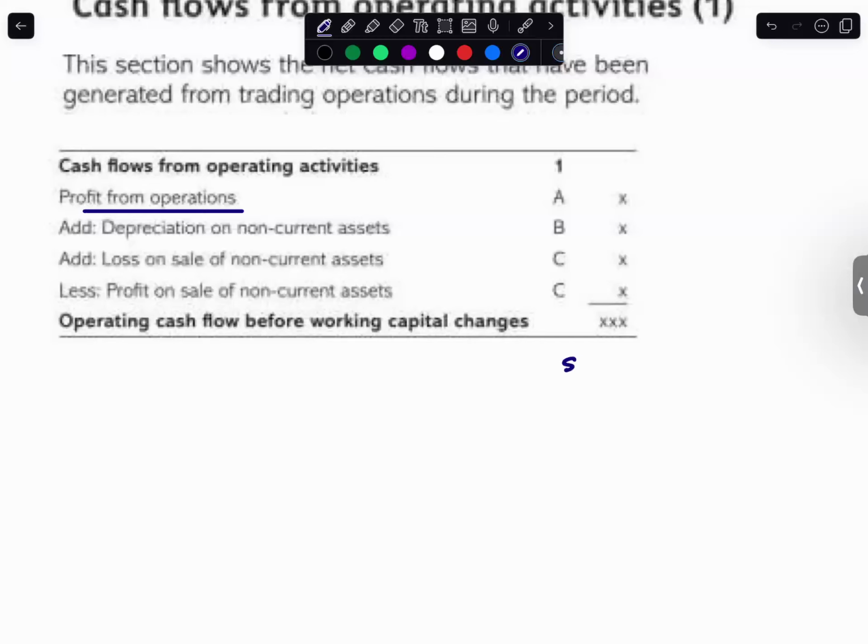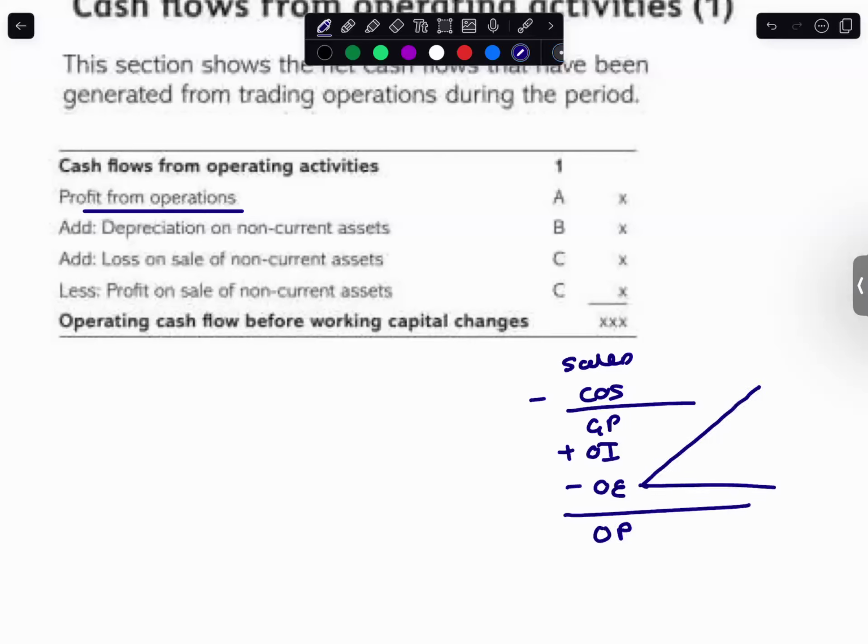This is the sales profit minus cost of sales, gross profit, add other income minus other expenses. So I will get operating profit. Other expenses has two expenses. It has the administrative expenses and it also has the selling and distribution expenses.